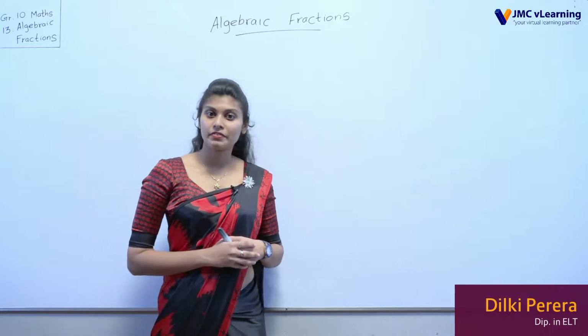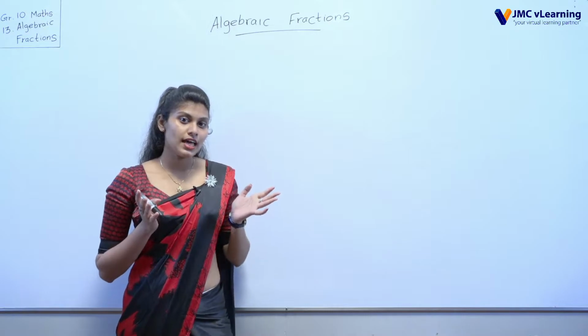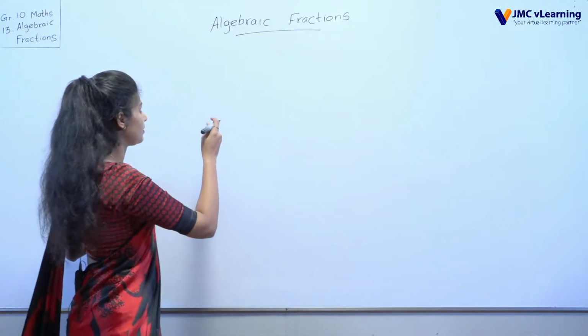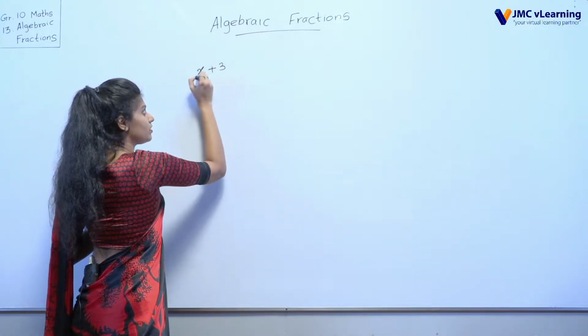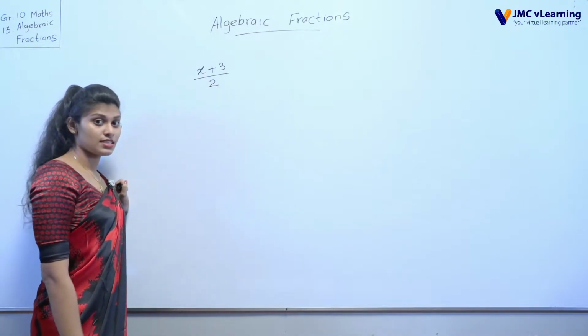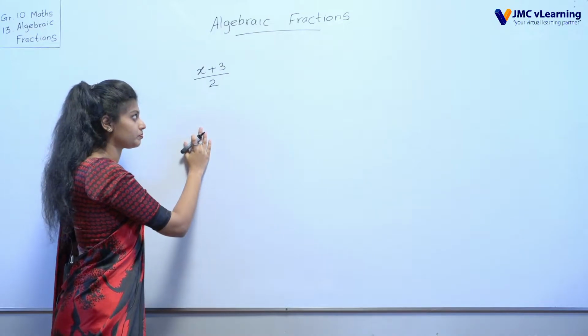What are algebraic fractions? You know the algebraic terms. Using these algebraic terms, we are making algebraic fractions. I'll give one example: x plus 3 over 2. Here in the numerator you can see an algebraic term. That means this is an algebraic fraction.